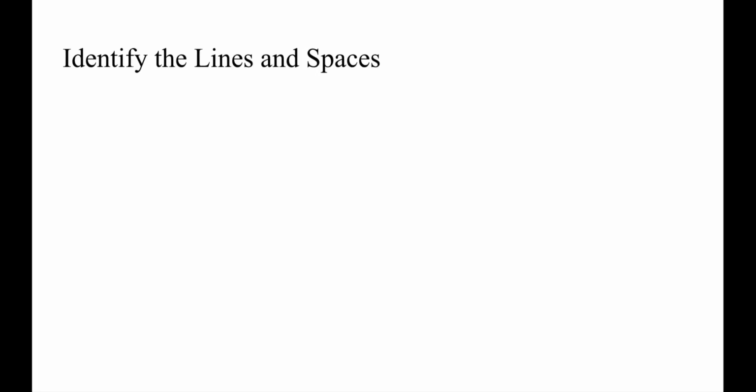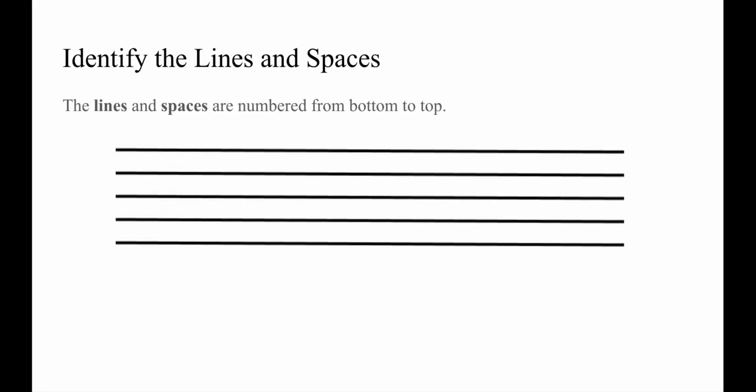Okay, now let's identify the lines and the spaces of the staff. It's important to be able to differentiate between the different notes on the different lines and spaces. So it's important to be able to identify the note's location. The lines and the spaces are numbered from bottom to top. So here's that picture of the staff again. Now this time I numbered each line. So you see the numbering is from the bottom to the top.